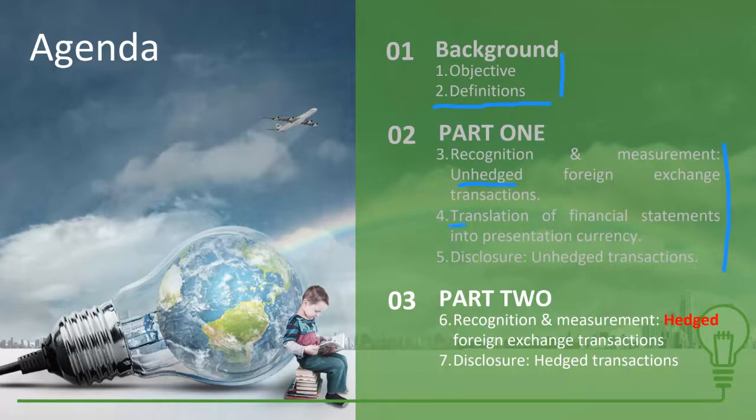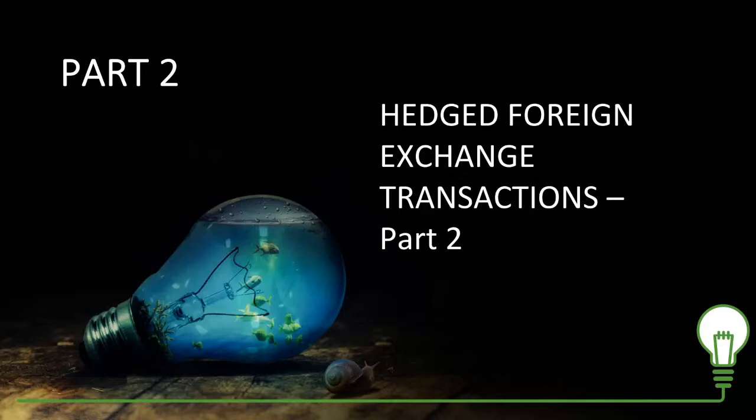And then finally, we did disclosure, and we looked at the three different types of monetary items that we looked at. So we did creditors disclosure, loan disclosure, and we did a little bit of debtors disclosure. So today we're trying to develop that topic, and we want to try and look at hedged foreign exchange transactions. So what does this word hedged foreign exchange transactions mean?